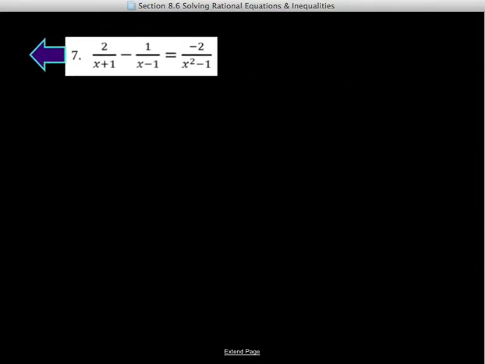Same idea, I need to factor my denominator. First fraction's factored in the bottom, so is the second. So my third one is really x plus 1, x minus 1. So it's the same as the last one. My LCD would be x plus 1, x minus 1. And just to remember, I'm going to write it as that or x squared minus 1, depending on which makes it easier for us.